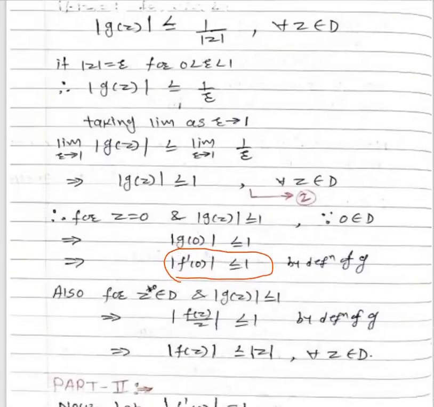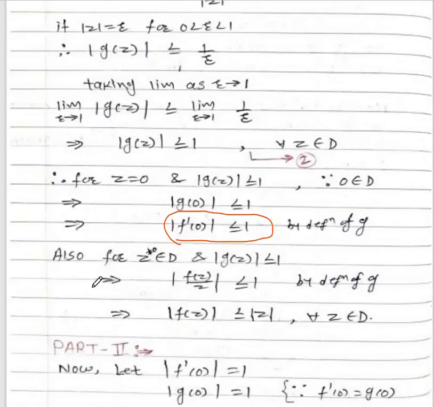Okay, now we will show the second result. What is the second result of the first part? For z belongs to D, where z is not equal to 0, mod g of z is less than or equal to 1.